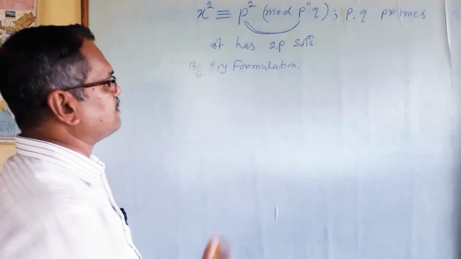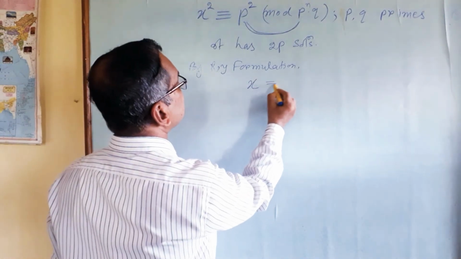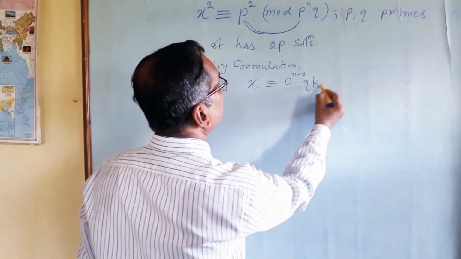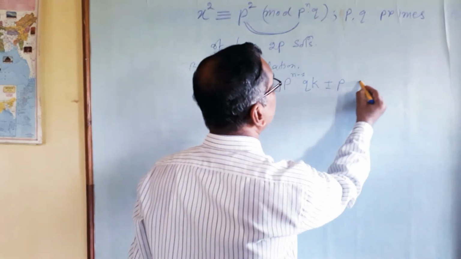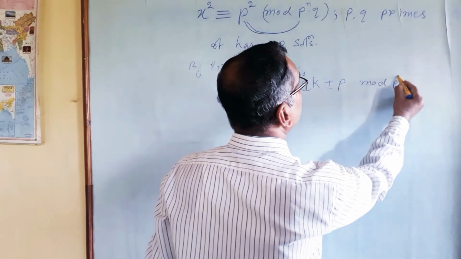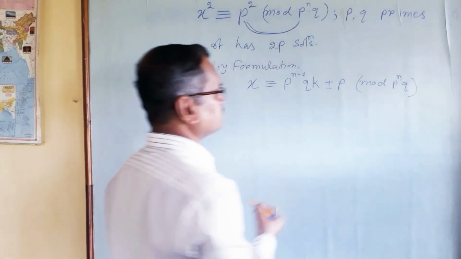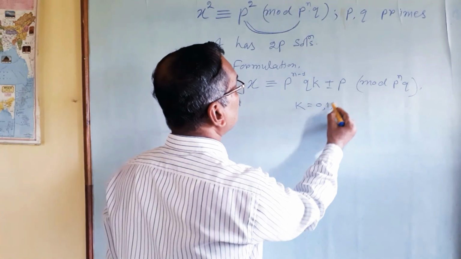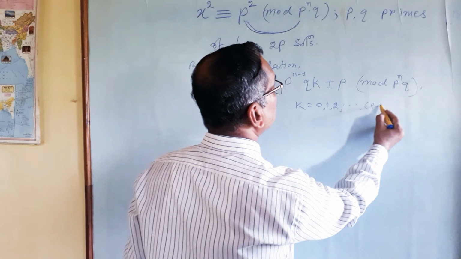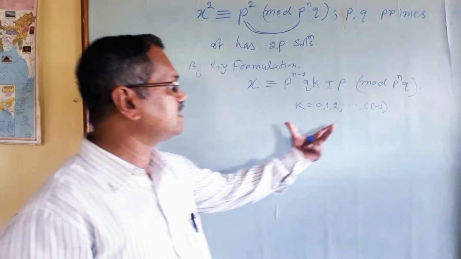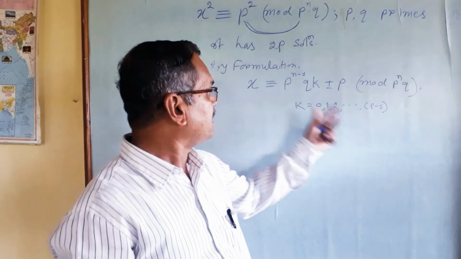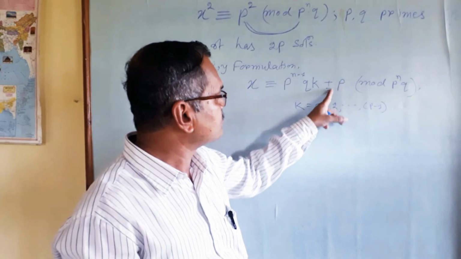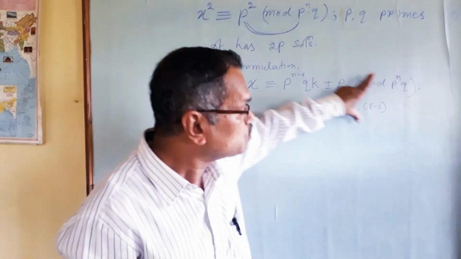These solutions are given by this formula: x is congruent to p power n minus 1 q k plus minus p mod p power n q, where these values of k range from 0, 1, 2, in this way up to p minus 1. These are the p values of k, and as it is a quadratic congruence, every k has 2 values, that means plus minus p. This gives 2p solutions.